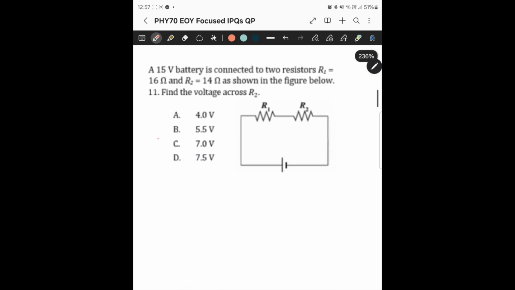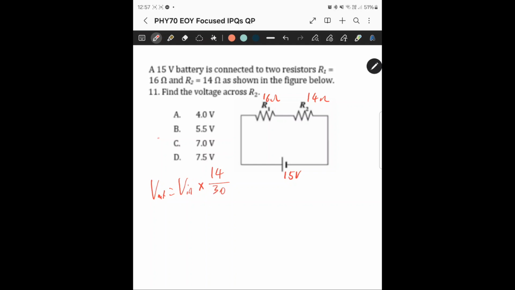Who knows? Okay, so we have a battery. This is 15 volts. I like to label the diagrams. R1 is 16 ohms, R2 is 14 ohms. Find the voltage across R2. I'm going to go ahead and use a voltage divider. I prefer that method. It's a one-step solution. So V out, which is what I need, is V in from the battery multiplied by the resistor ratios. I'm looking for R2. That's 14 divided by the total resistance. 16 plus 14 is 30, I believe.